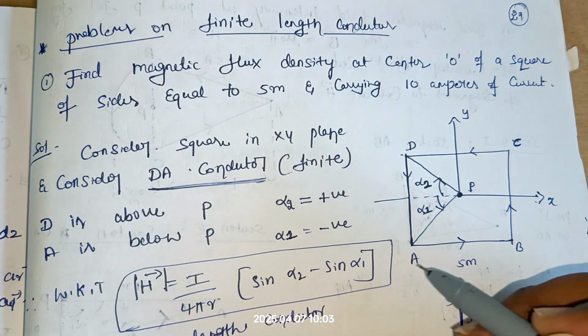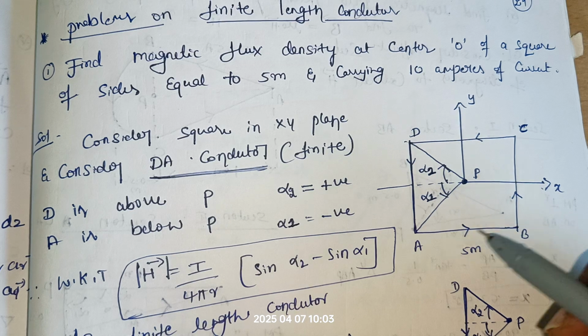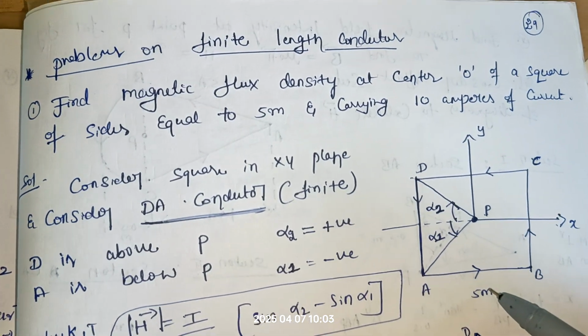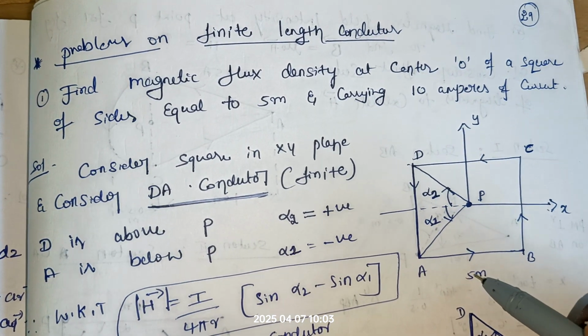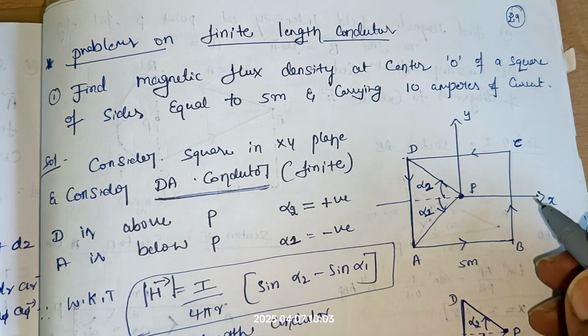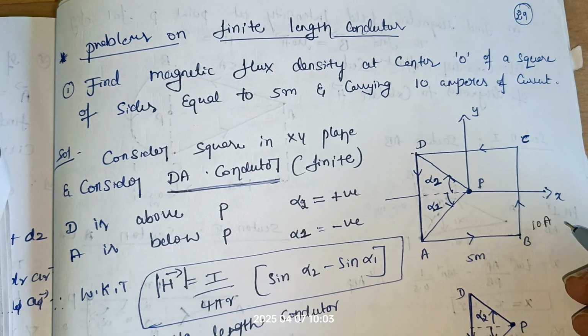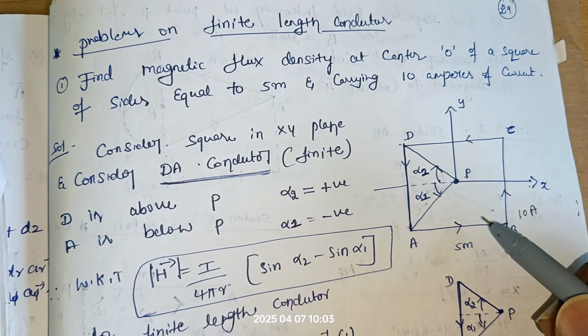So here the square is given, so I should draw the square. Then at point P, so here it is at 5 meter. Okay, sides equal to 5 meter, 5 meter, 5 meter, 5 meter. So current carrying, how much current? The 10 amps. So it carries 10 amps. So consider the square in some xy plane.